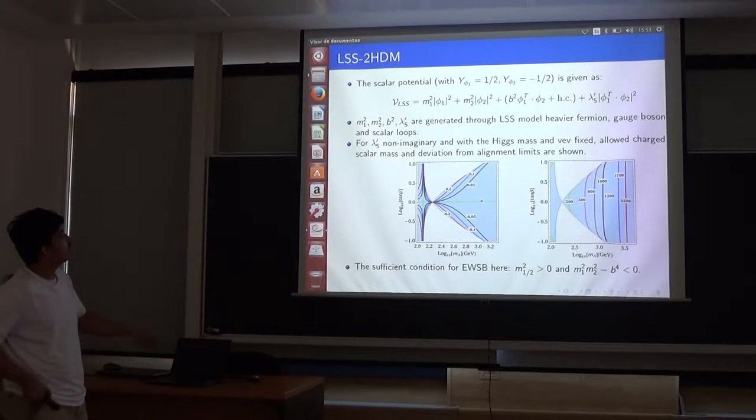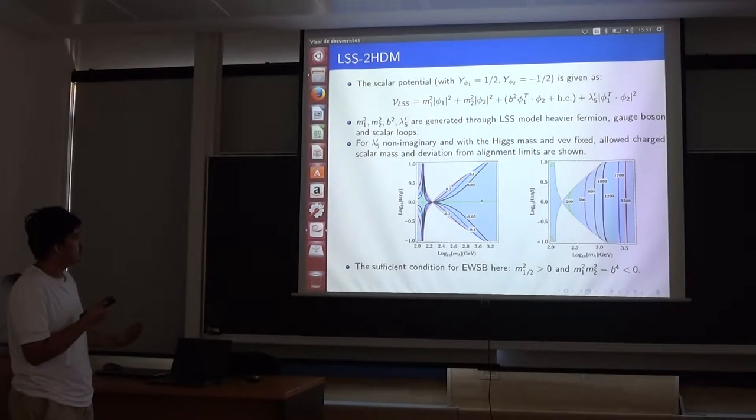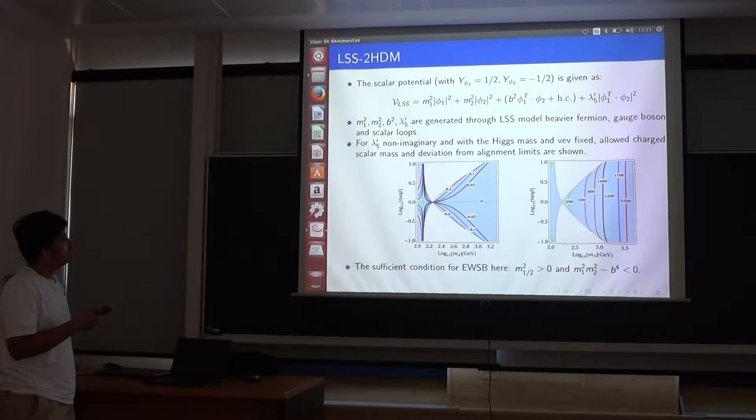In this model, in the loop, the 2HDM structure, that potential that gets generated is this, and these are all functions of the three parameters of the model. From only the condition that lambda phi prime is non-imaginary and the Higgs mass and VEV are fixed, that allows the charged scalar mass and puts a limit on it. We are not assuming the alignment ourselves; we are checking how much the alignment limit gets satisfied from the full model analysis point of view. If we study the 2HDM potential, this quantifies the deviation from the alignment limit. So this is the exact alignment limit.